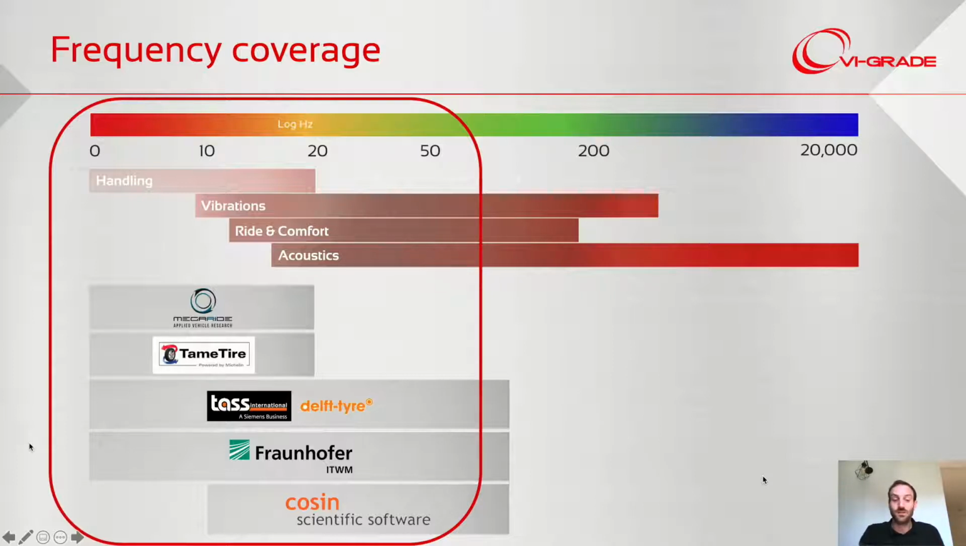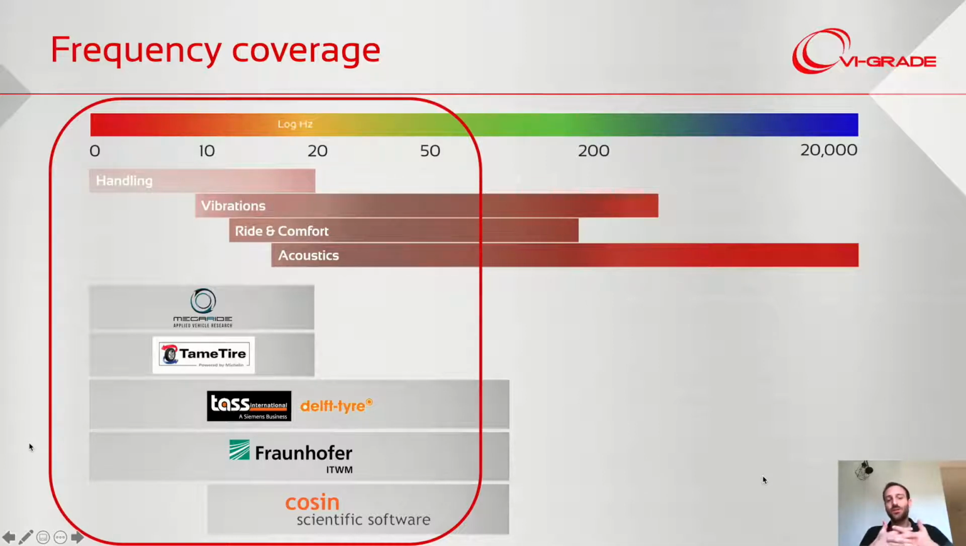Another tire model is CD Tire from the Fraunhofer Institute, which can cover both handling and ride applications. And at the end we have the F Tire model from Cosin Scientific Software that is more focused on vibration, ride and comfort applications. So we can see that ViaGrade has developed an entire ecosystem of software and hardware that covers the whole spectrum of applications and needs in ride and handling.